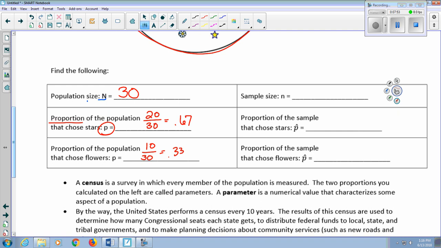Okay, so now we'll start looking at the information about the sample. The sample are included in the small circle. And so in the small circle, we have 8 people. And the proportion of the sample that choose stars, so again, we're looking at the stars in the small circle, that's 6/8. So when we're talking about the sample, we want to notice that our symbol is P hat. That represents the proportion. And that is 0.75. And the proportion of the sample that chose flowers, again, we're using a P hat because we're talking about our sample, is going to be 2/8.